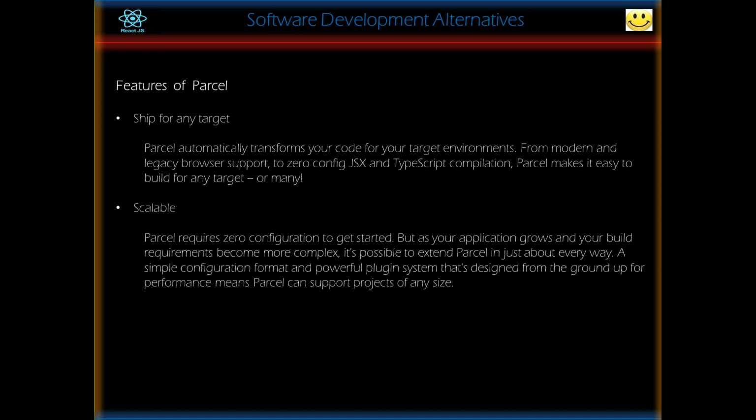Scalable. Parcel requires zero configuration to get started. But as your application grows and your build requirements become more complex, it is possible to extend Parcel in just about every way. A simple configuration format and powerful plugin system that is designed from the ground up for performance means Parcel can support projects of any size.